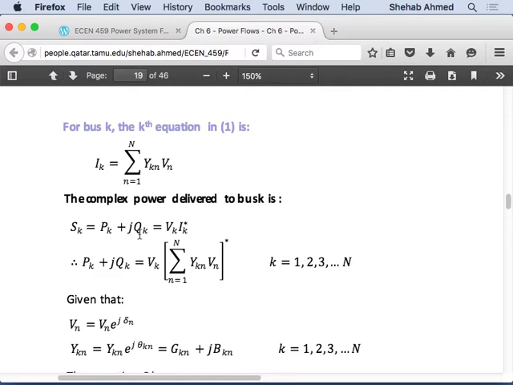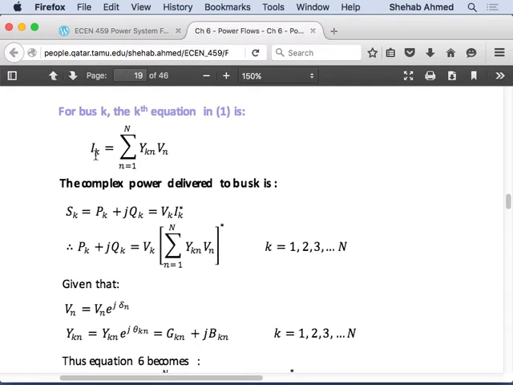PK and QK were the net powers at that specific bus, right? So I know the net power at a specific bus, P and Q, and that is equal to the complex power. I have an expression for IK in summation format, based on my nodal analysis, right? So I can take IK from here and substitute it in here. I will take this summation and substitute it here. I will keep VK outside, and then I will take the summation and conjugate it, okay?